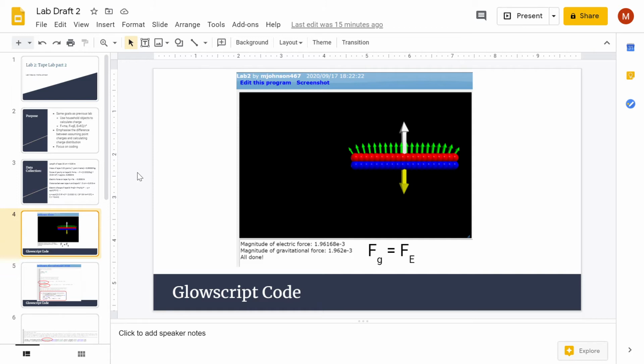So this is the result of my GlowScript code. As you can see, tape B, the top tape, is represented in red, and tape A, the bottom tape, is represented in blue. The green arrows represent the electric field vectors from the bottom tape on the top tape, and the white arrow represents the force of the electric field from the bottom on the top, and that is the summation of all the green arrows. The yellow arrow on the bottom is the force of gravity. And as you can see, the magnitude of the electric force is also equal to the magnitude of the gravitational force.